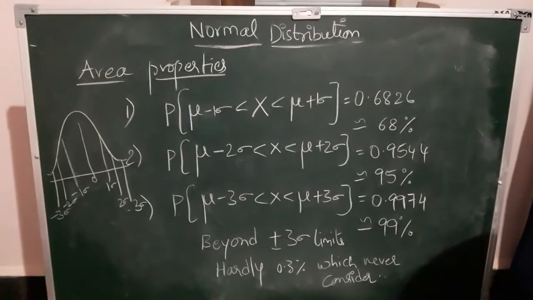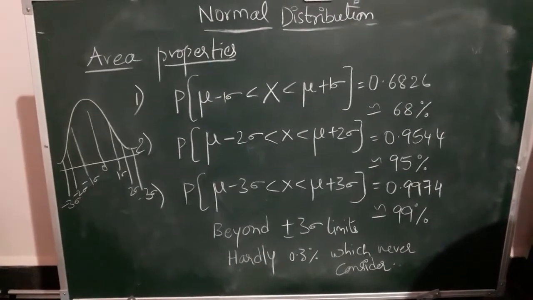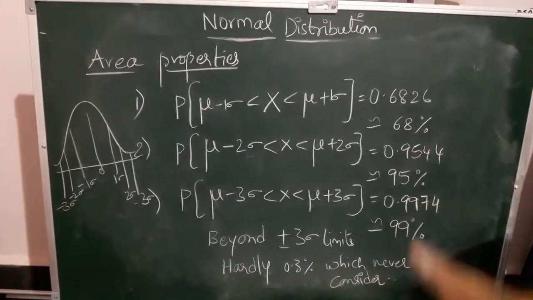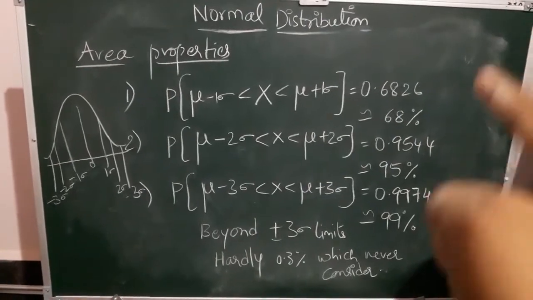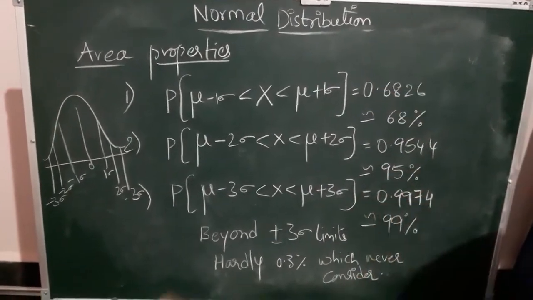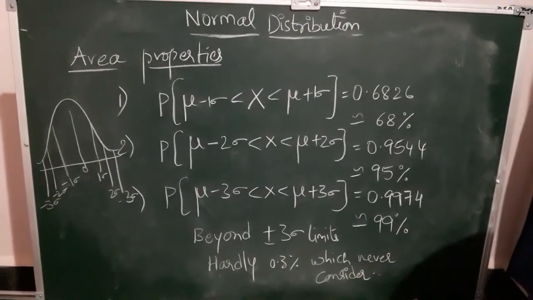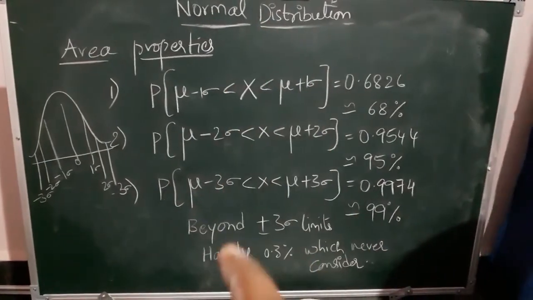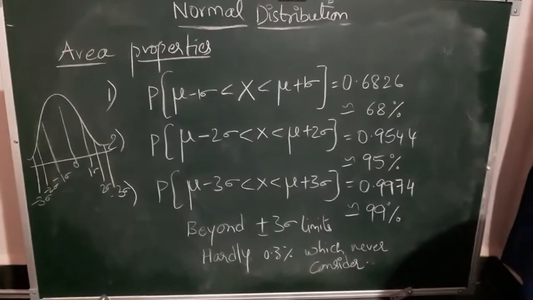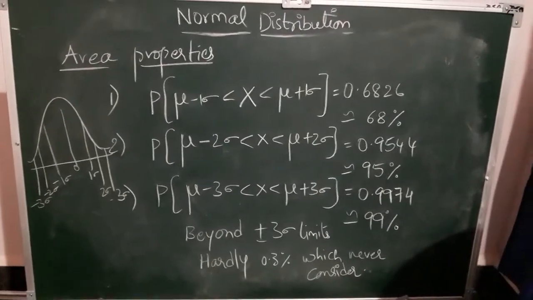Sir, how come that 0.6826? In the further videos I am going to prove all these three. Remember, we will certainly have the proof of all these three area properties. In the coming videos, I am going to explain each of these three area properties individually. Remember, mu minus 1 sigma less than x less than mu plus 1 sigma.